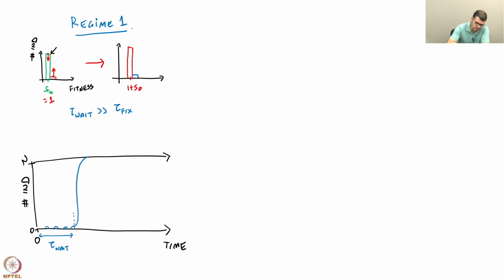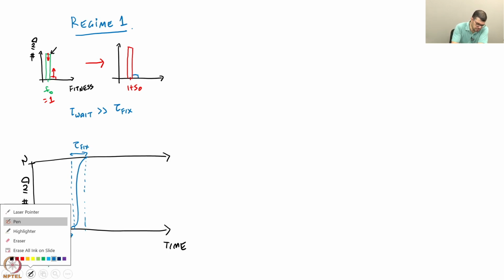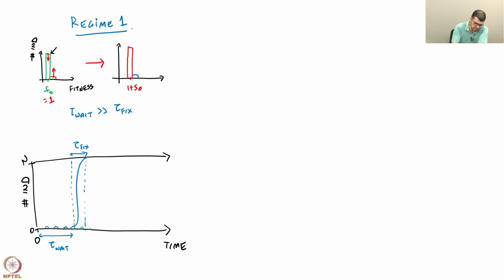and once it escapes drift and reaches fixation, this time is tau fix. As we can see, tau wait is significantly larger than tau fix, and the same process keeps repeating itself: we wait for the next beneficial mutation, the wait time is large, eventually it comes and reaches fixation, and the process repeats.